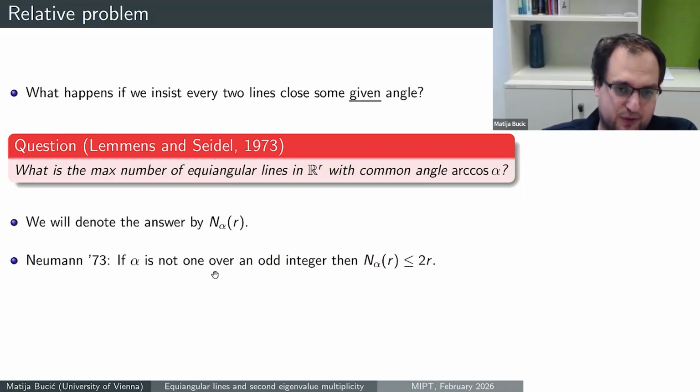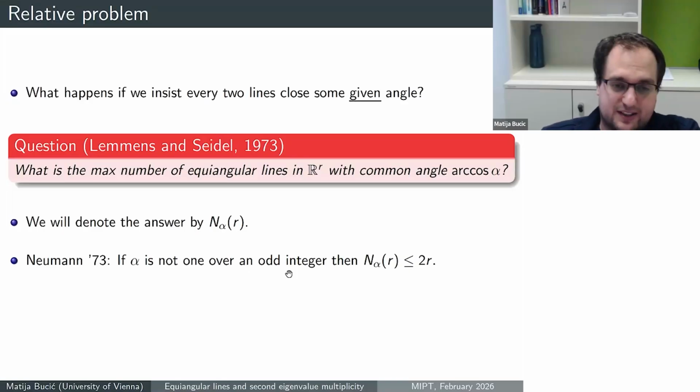Over the years, people really focused mostly on the case 1 over an odd integer, because the bounds that you could prove were nowhere near close to this. And also, if you want to beat linear behavior, you really need to look at this sort of behavior. I also hope that I'll show you a bit later where this 1 over an odd integer is showing up. So far, it's a kind of mysterious thing, but from the argument, you'll hopefully see at least some indication of where it's coming from.